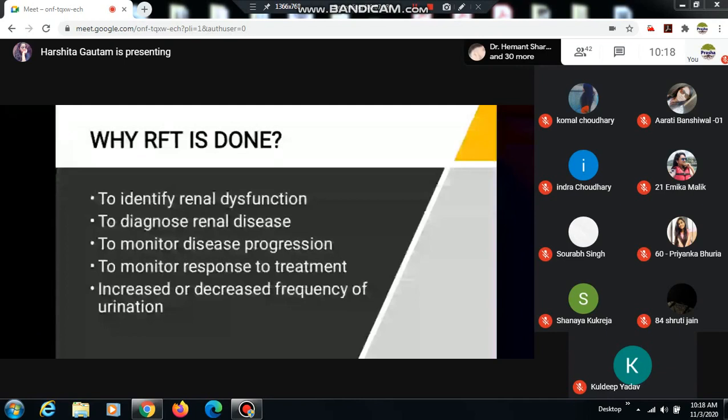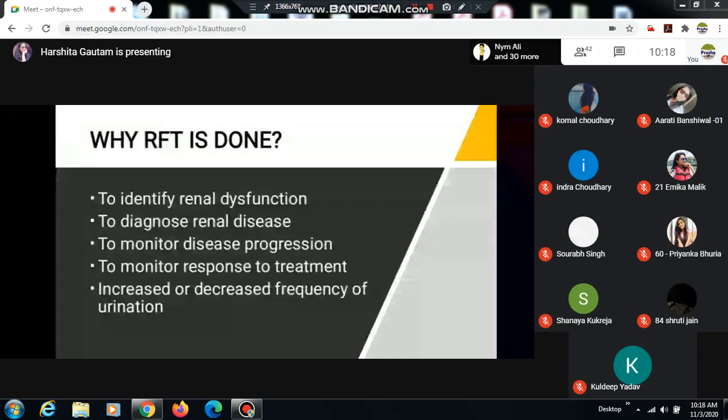To diagnose any renal disease, for example nephritis or nephrosis, and to monitor disease progression. It means if there is already a disease in the kidney, then RFT is done to check its increment and decrement. To monitor response to any treatment: if a treatment is going on, RFT is done to check what effect that treatment is having.